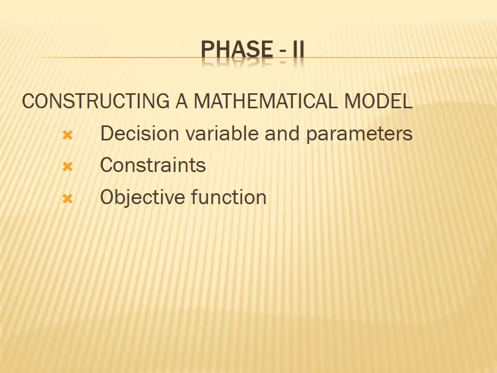It requires the identification of both static and dynamic structural elements. A mathematical model should include the three important basic factors. First is decision variables and parameters. Second is constraint, and third is objective function.